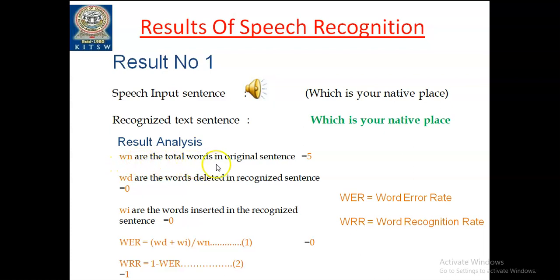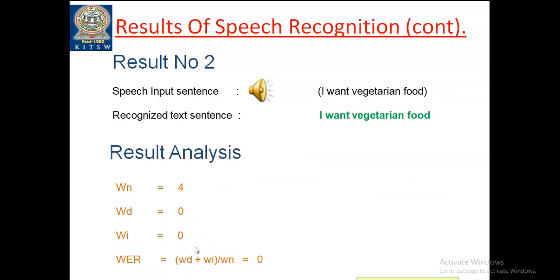WN is nothing but the total words in the original sentence, that is 5. WD is the words deleted in the recognized sentence. We have not deleted anything, and we have not inserted anything either, so WI is also 0. Now WER is given by the formula WD plus WI divided by WN. We get 0, which means there is no error. If you want to calculate the word recognition rate, it is 1 minus the previous answer, and we get 1. This is 100% accuracy. Next, let us see the second example.